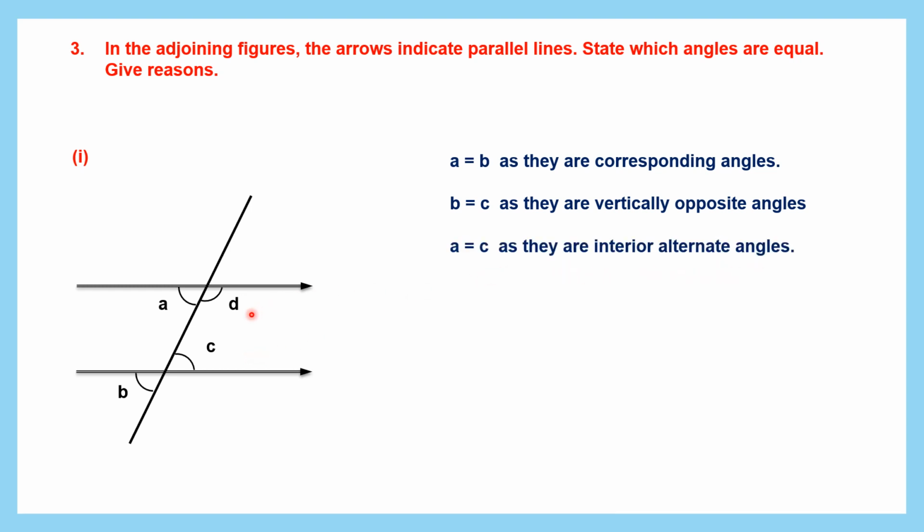Now, look at angle D. Angle D is not equal to any other angle. Angle D and angle A are adjacent angles, but they are not equal. Angle D and angle C are co-interior angles, but they are not equal. Okay, so these are the angles that are equal. So angle A is equal to angle B and B is equal to C. So we can write it this way. Angle A is equal to angle B is equal to angle C. So these are the angles that are equal and we have given reasons.